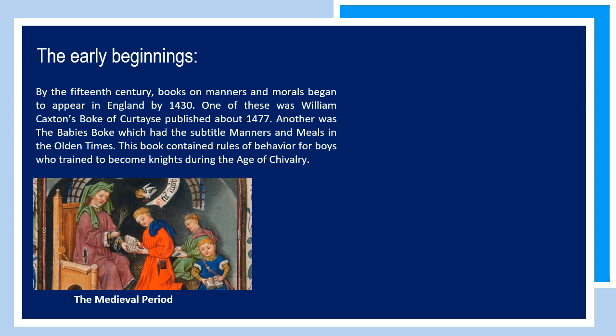One of these was William Caxton's Book of Courtesy, published about 1477. Another was the Baby's Book, which had the subtitle Mother and Meals in the Olden Time. So, this book contained rules of behavior for boys who trained to become knights during the age of chivalry.